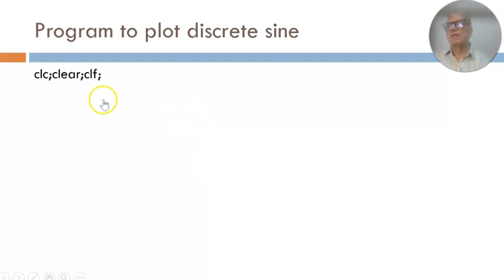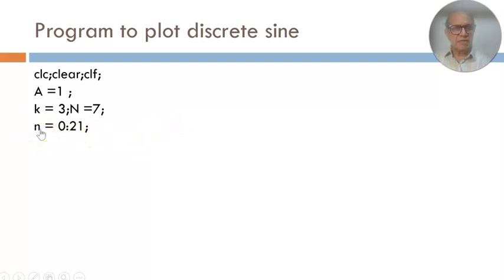Okay, so as usual, clear the console, clear the variables, clear the figure. A equal to 1, that is the amplitude of the sine wave. This could be different. Then let's say k is given to us and n is given to us. I am using the same example that we had worked out just now. So k equal to 3, n equal to 7.